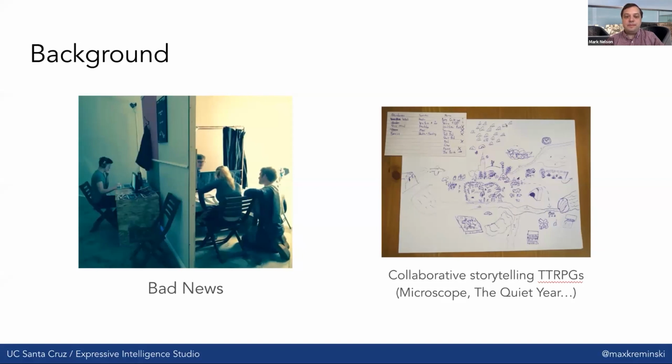and the enjoyability of these collaborative storytelling tabletop RPGs, things like Microscope and The Quiet Year, in which you and some other players sit down at a table, you tell a story together, or you write a story, or you draw a map, following these very simple rules to guide your co-creative process. And at the end, you've produced some artifact that tells the history of your play session, basically.